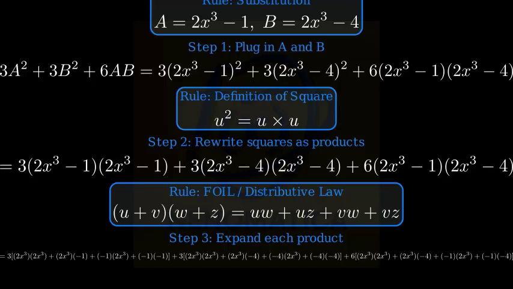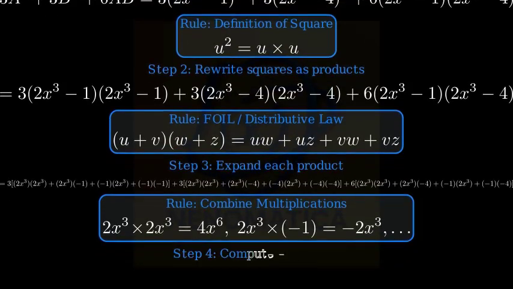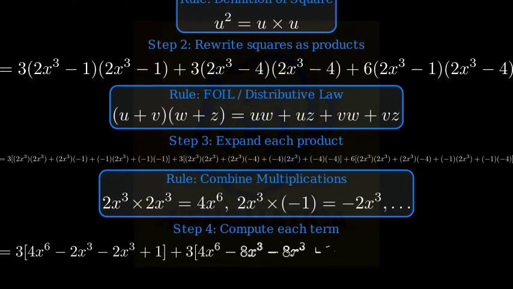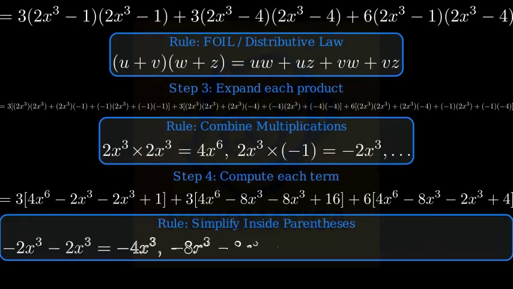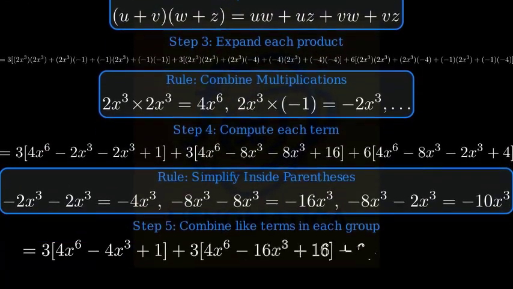Now in step 4, we'll compute each term by multiplying the values. For example, 2x cubed times 2x cubed equals 4x to the 6th power. 2x cubed times negative 1 equals negative 2x cubed, and so on. For step 5, we'll simplify inside each set of parentheses by combining like terms. Within each bracket, we'll add the coefficients of terms with the same variable and exponent.